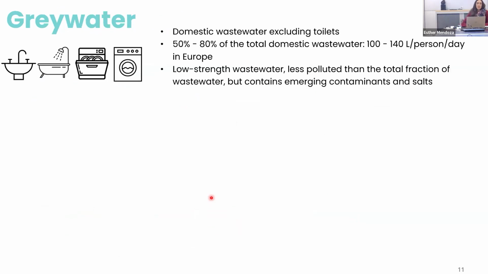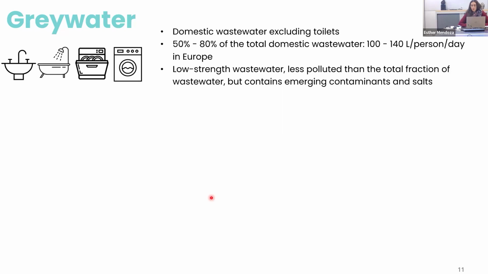Then before going to the other examples, I'm going to give you some data on gray water. Gray water is the fraction of domestic wastewater excluding the toilets, which represents between 50 and 80% of the total domestic wastewater, which translates into 100 to 140 liters per person per day in Europe. So imagine if we can treat and reuse this water, which is particularly important in some regions like the Mediterranean, where we are.